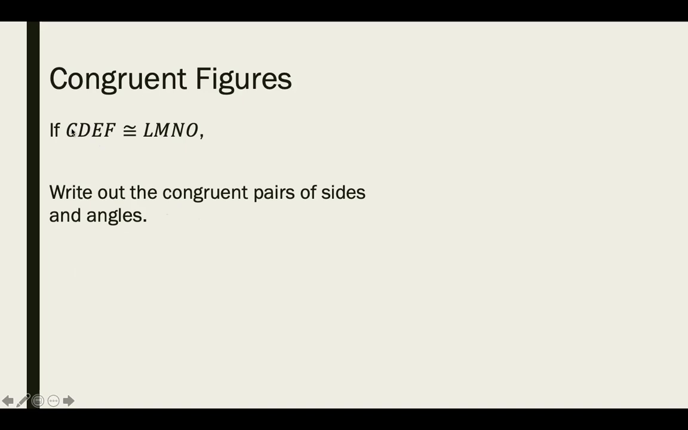So our first one, we're going to write it down. It would be CD is congruent to LM. Next segment would be DE is congruent to MN. Then we'd have EF is congruent to NO. And then our last one would be CF is congruent to LO. When we're thinking about angles, we're going to have four angles here: angle C, angle D, angle E, and angle F. And those will be congruent to L, M, N, and O respectively.